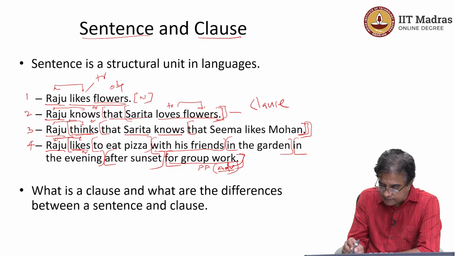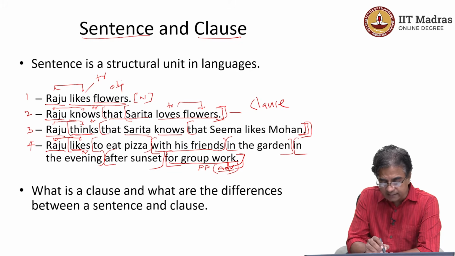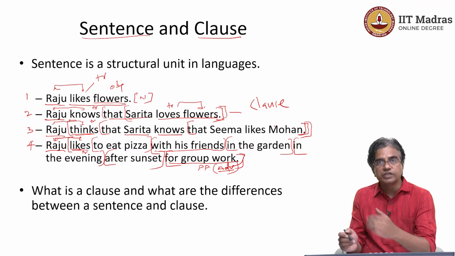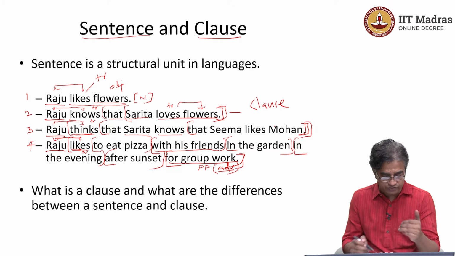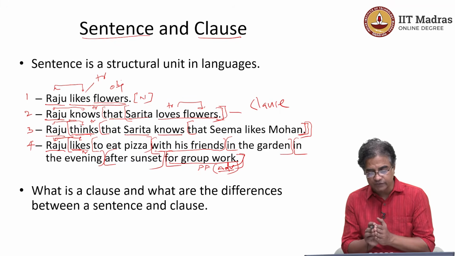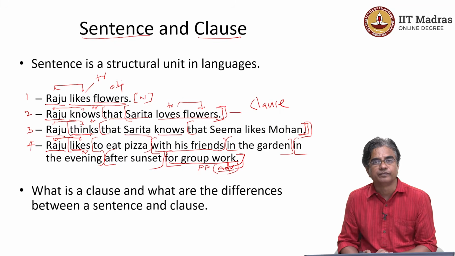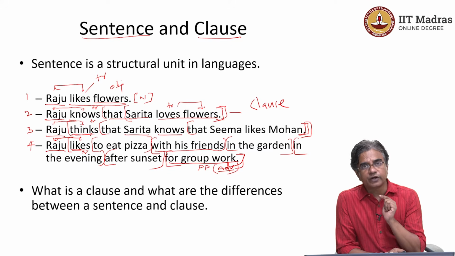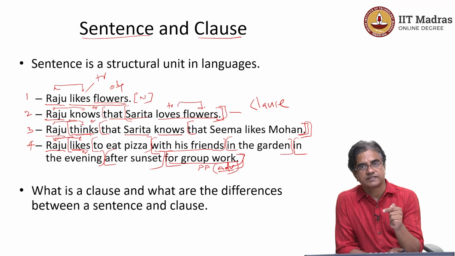So that Seema likes Mohan is embedded within an embedded clause, that Sarita knows that Seema likes Mohan, which is part of the matrix clause: Raju thinks that Sarita knows that Seema likes Mohan. So this is an example of an embedded clause within an embedded clause.